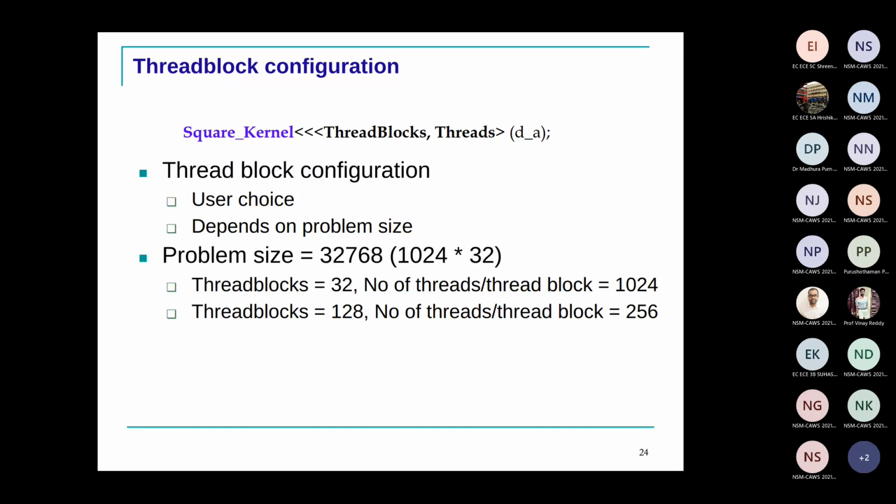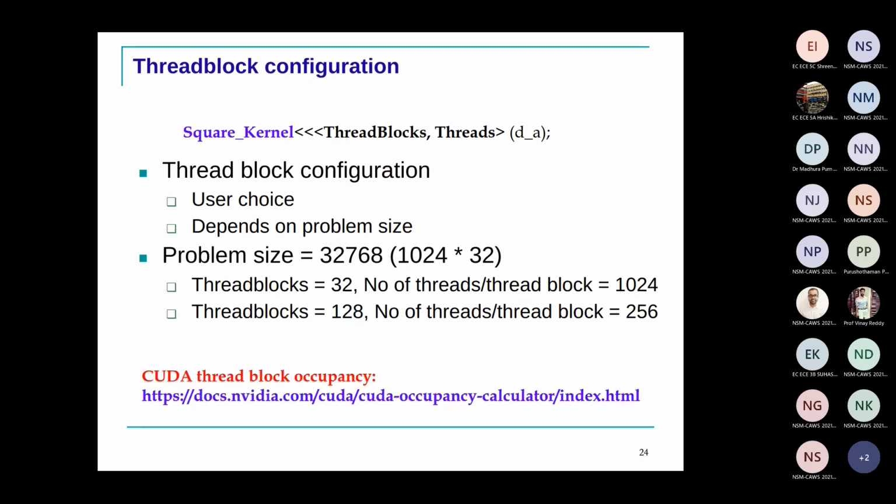But there are also some constraints on how many thread blocks you can specify, and what the maximum thread block size is. If you want to find the best thread block occupancy, there is a tool called the CUDA occupancy calculator, available online, that tells you the desired configuration to select for better occupancy or better resource utilization.